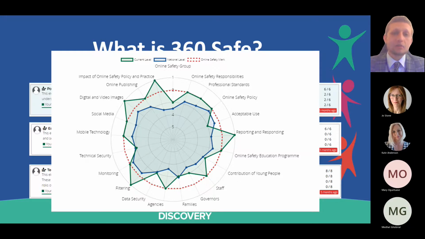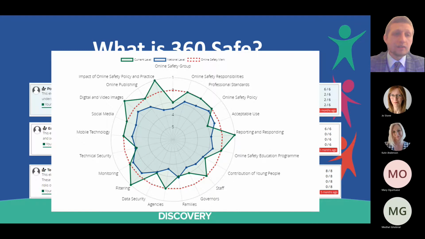It looks at the acceptable use policy and how that's been disseminated throughout the school, and it also looks at your reporting and responding procedures and how good they are at responding to online safety issues. The next one is education. This looks at how effective your training model is for all stakeholders.